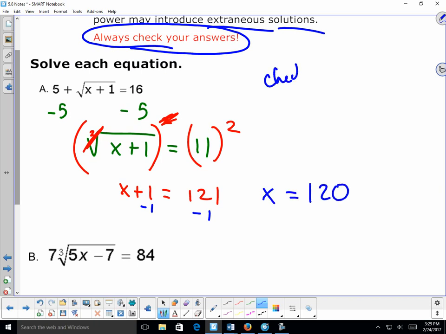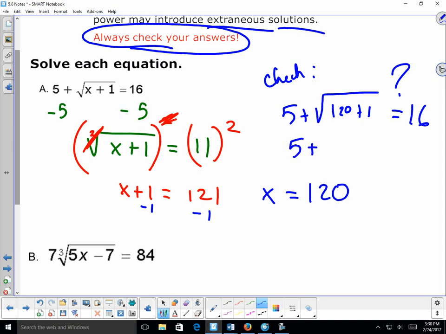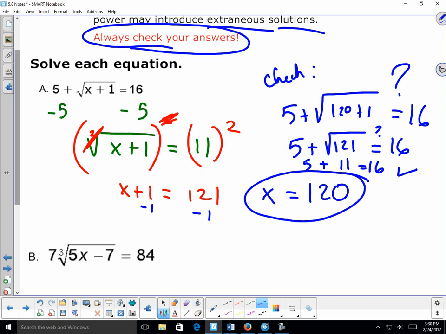Now let's check our solution. Here's our check: 5 plus square root of 120 plus 1. Is that equal to 16? You could enter this in your calculator and see if it says true or false, but I'm just going to do this by hand. It's 5 plus the square root of 121. Is that equal to 16? Well, square root of 121 is 11, and 5 plus 11 is indeed equal to 16. So we like this solution.